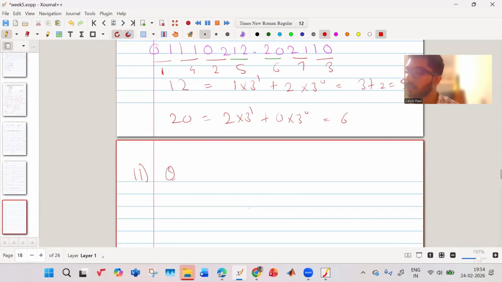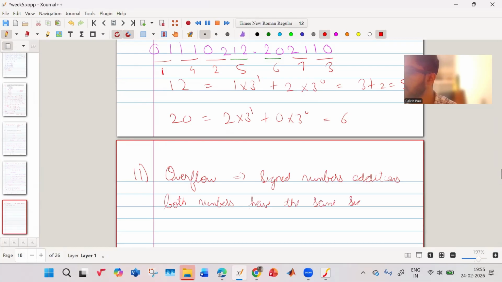Okay, so let us say question 11. We have the concept of overflow. Overflow occurs when you do signed numbers addition and both numbers have the same sign. Okay, both numbers have the same sign. If the numbers have different signs, then overflow doesn't happen.